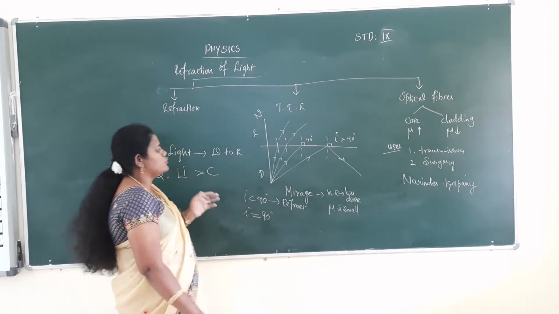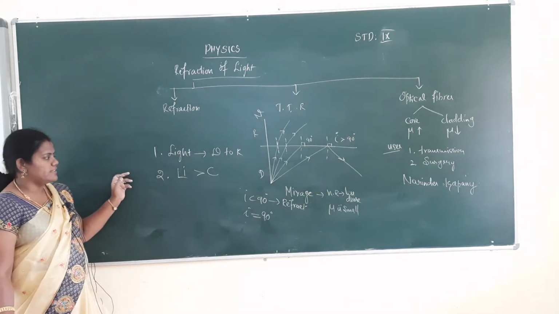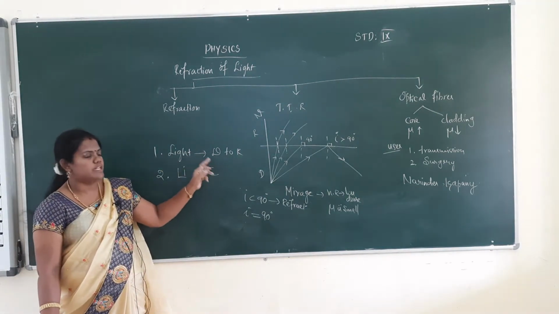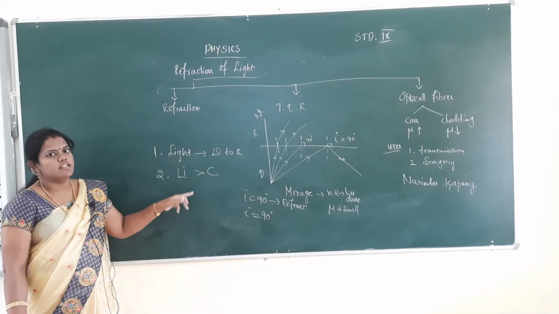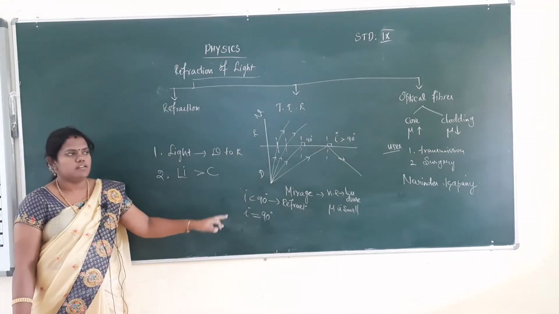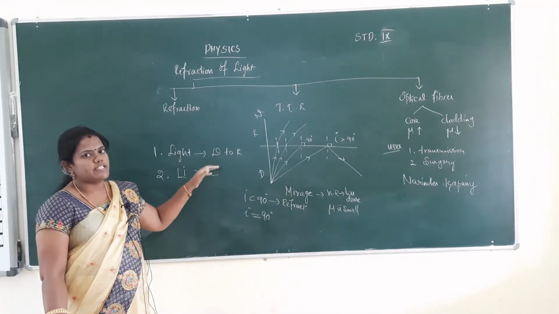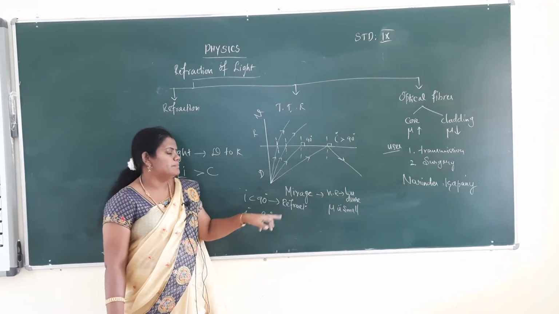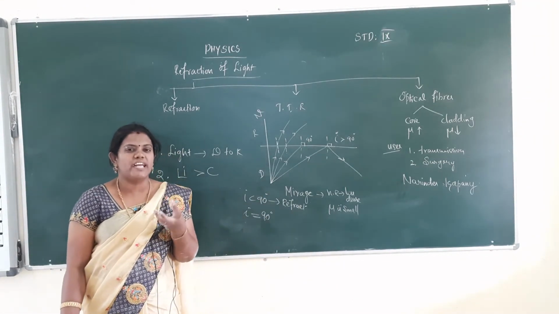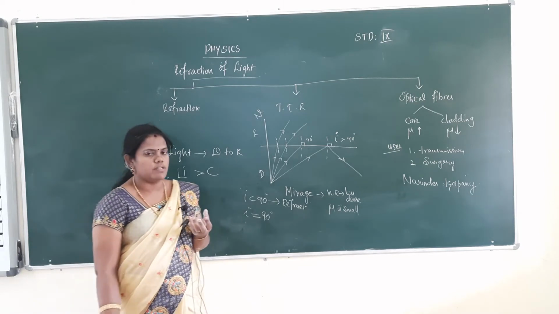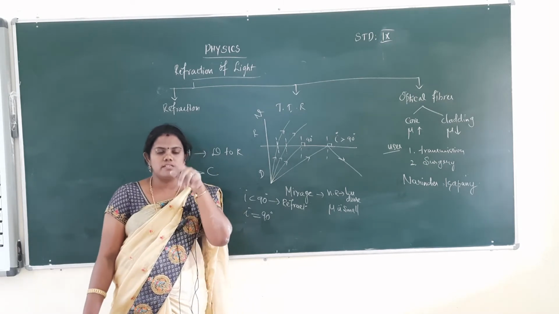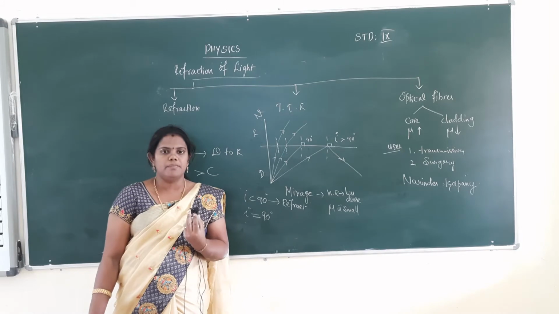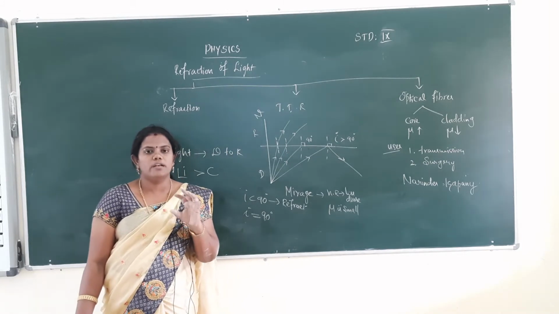What are the conditions to be explained? The light definitely travels from denser to rarer, and the angle of incidence will definitely be greater than the critical angle. Those are the two conditions used to explain total internal reflection. Then one application is the diamond. It shines on the basis of total internal reflection because the light is totally internally reflected within the diamond. More cutting is there, so it will be brighter.